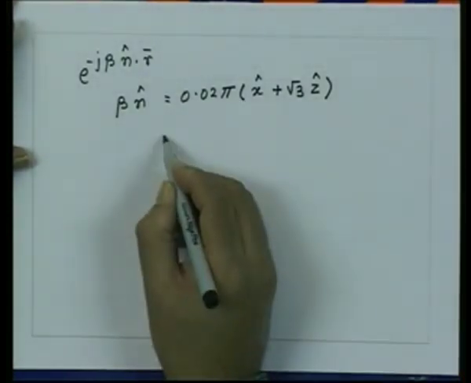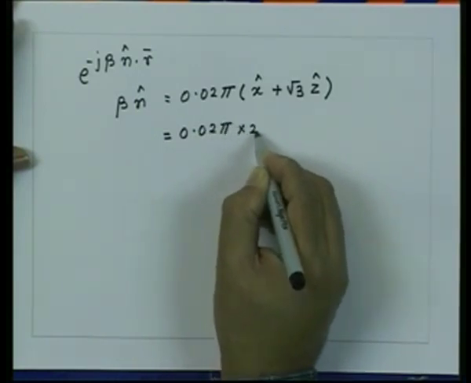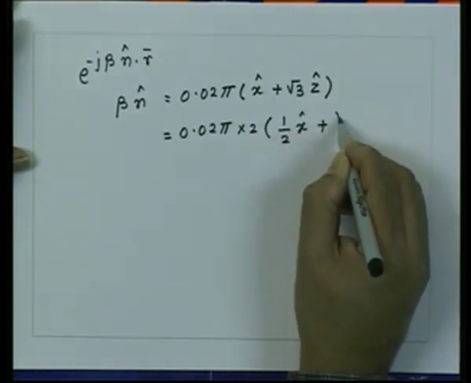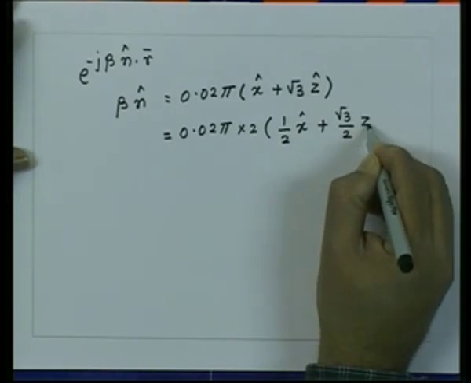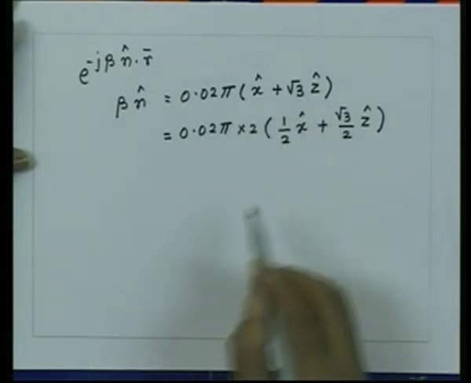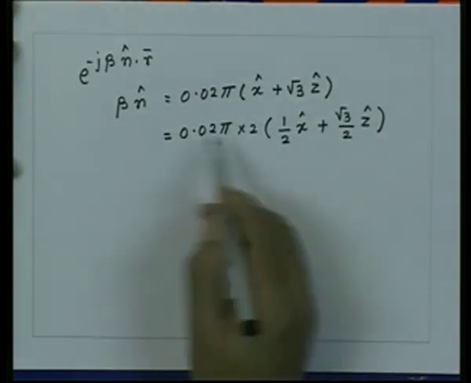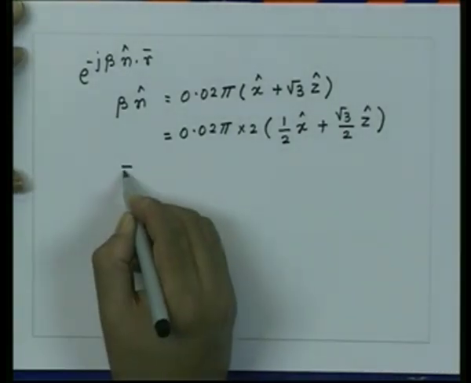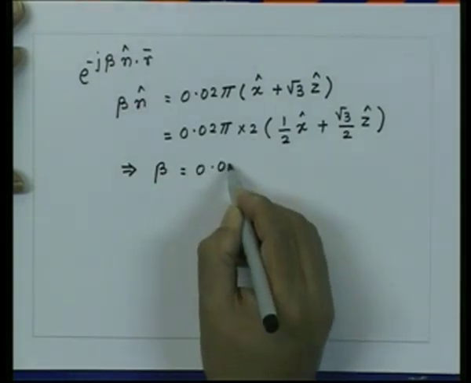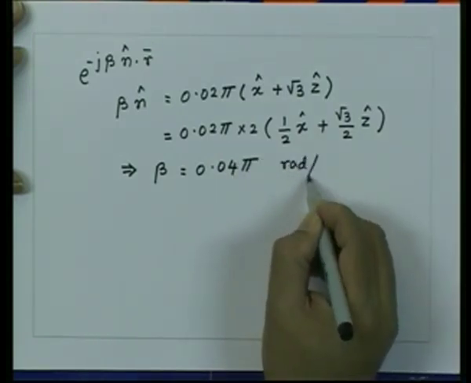Writing this as unit vector, this will be 0.02 pi into 2, and this will be 1 upon 2 x cap plus root 3 upon 2 z cap. So, you multiply by 2 and divide by 2, so this becomes a unit vector. This quantity then essentially represents the phase constant beta. So, from here we get this phase constant beta, which is equal to 0.04 pi radians per meter.